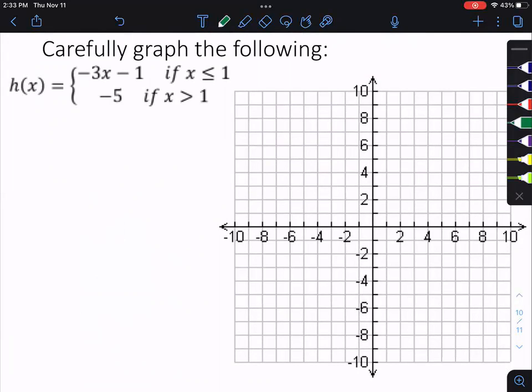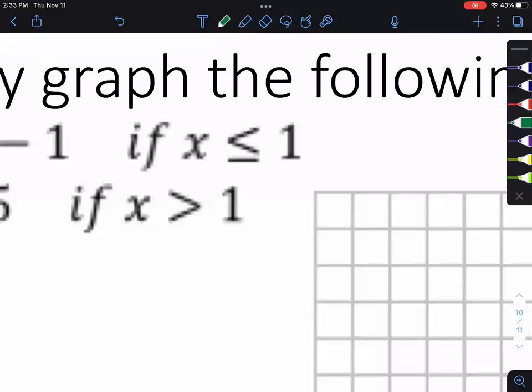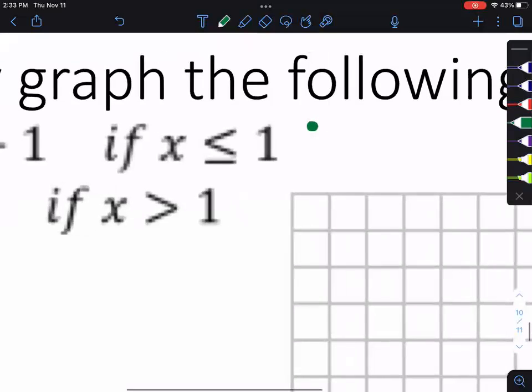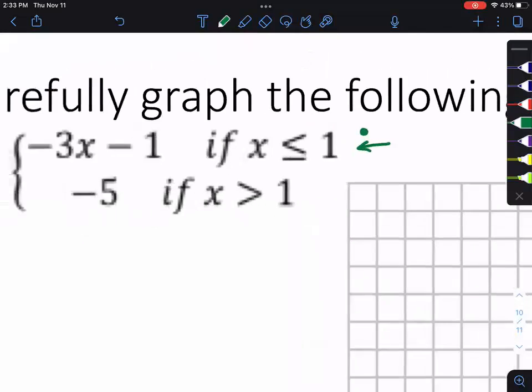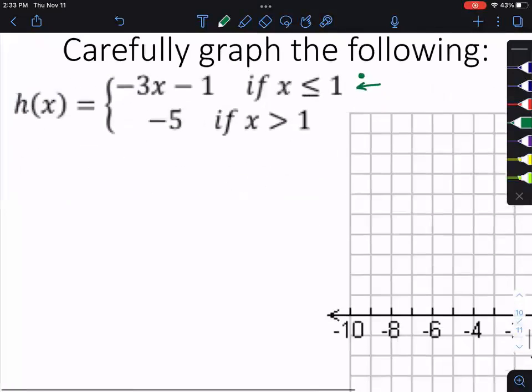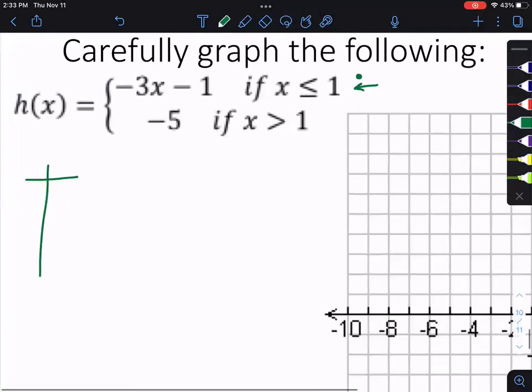So I always have a habit of starting at the top. Our x values to the left of positive 1, x is less than or equal to 1. That's going to be a solid circle, and our arrow is going to head to the left. So I'm going to make my XY table. I'm going to start at 1 and head to the left.